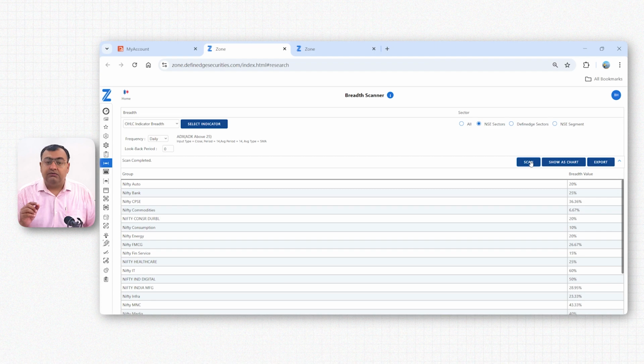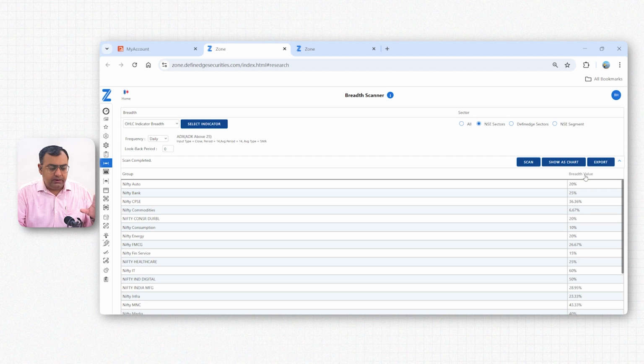So now if you look at Nifty auto components, say probably there are 10 stocks, just assuming, out of 10, 20%, which means two stocks have ADX above 25. So there is a lack of momentum in auto stocks. So for a short-term trader, you should not focus on the auto.